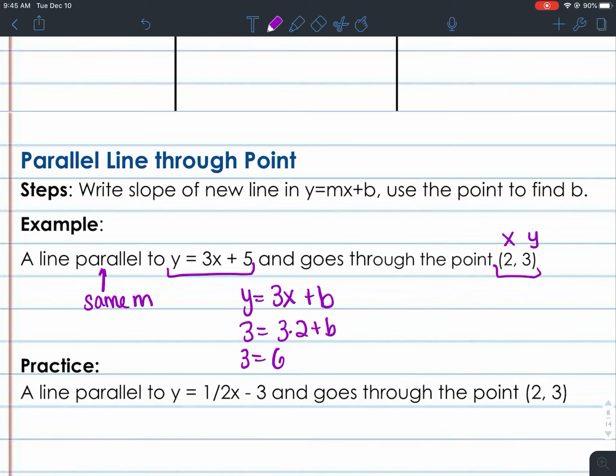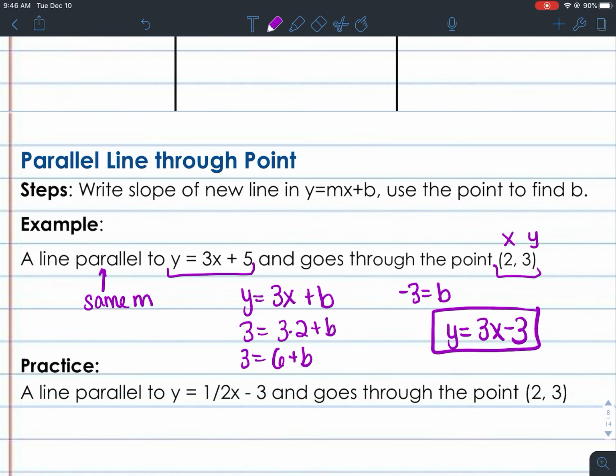3 equals 6 plus b. We're going to subtract 6 from both sides, and then we get -3 equals b. So your entire equation would then be y equals 3x minus 3.